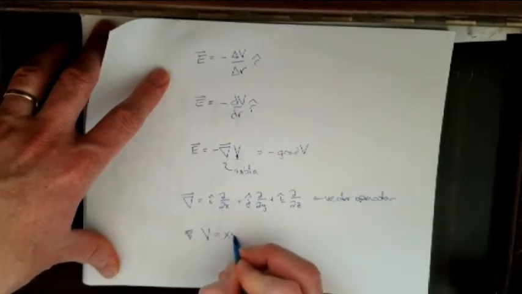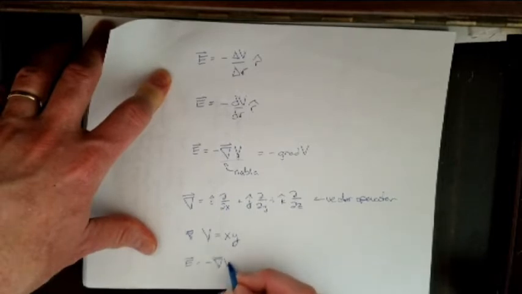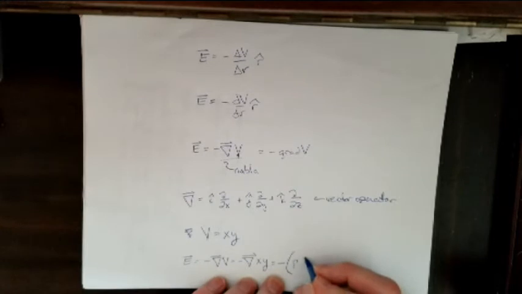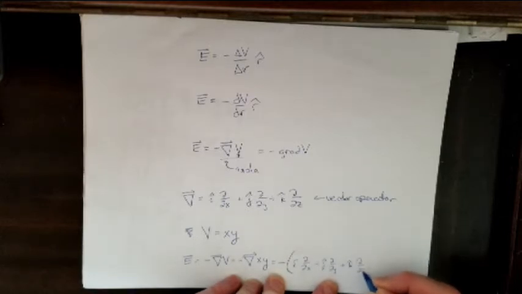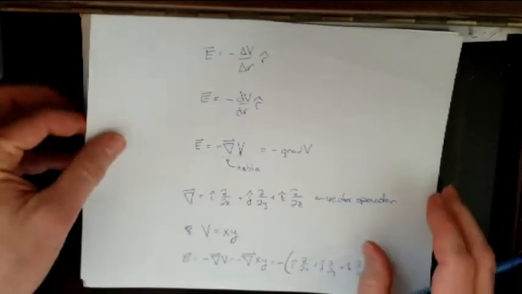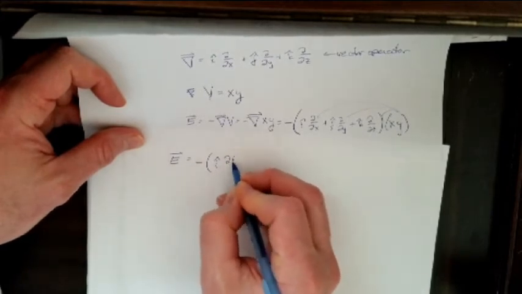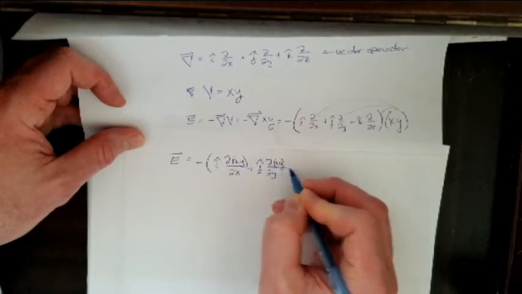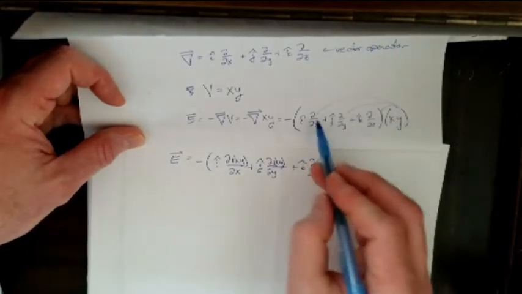If V is equal to xy, my electric field would be the negative nabla of V, which is negative nabla of xy, and in essence, negative of this, i hat del x plus j hat del y plus k hat del z, of xy. Now what I would do here is distribute. Order does matter. And so my electric field is equal to negative i hat del xy del x plus j hat del y of xy plus k hat del z of xy.